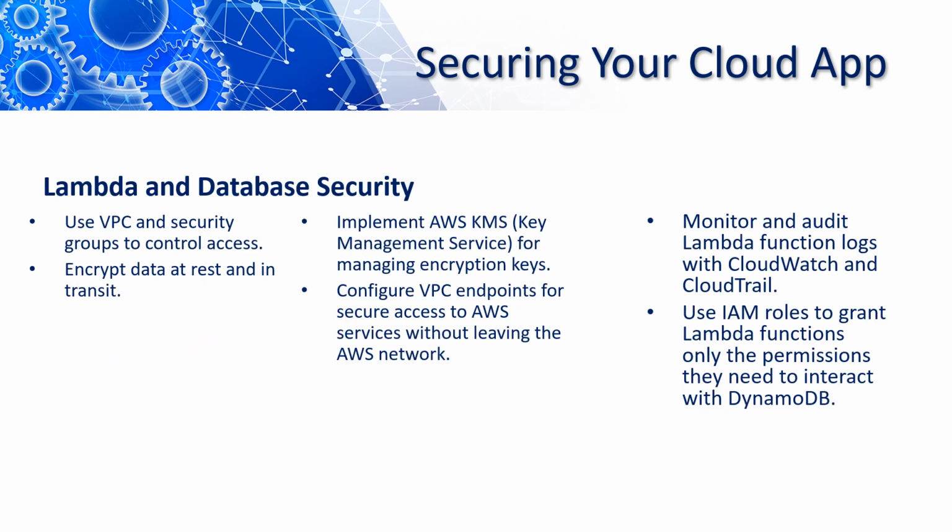For Lambda and database security, we use VPC and security groups to control access, encrypt data at rest and in transit, implement AWS KMS for managing encryption keys, configure VPC endpoints for secure access to AWS services, monitor and audit Lambda function logs with CloudWatch and CloudTrail, and use IAM roles to grant Lambda functions only the permissions they need to interact with DynamoDB.